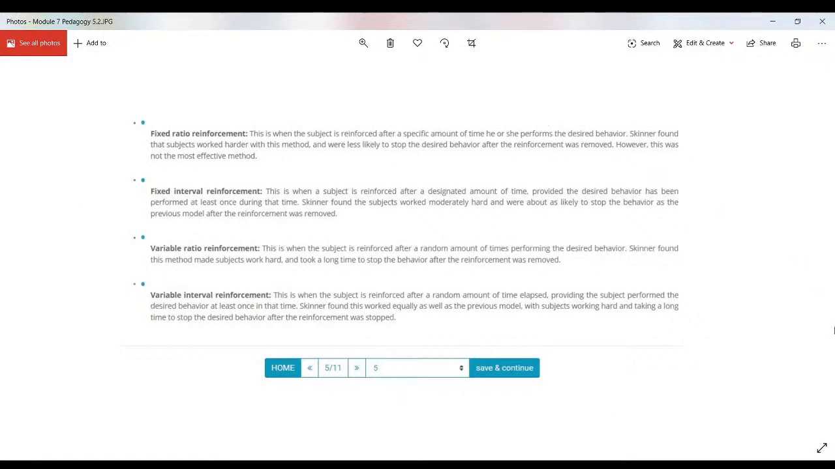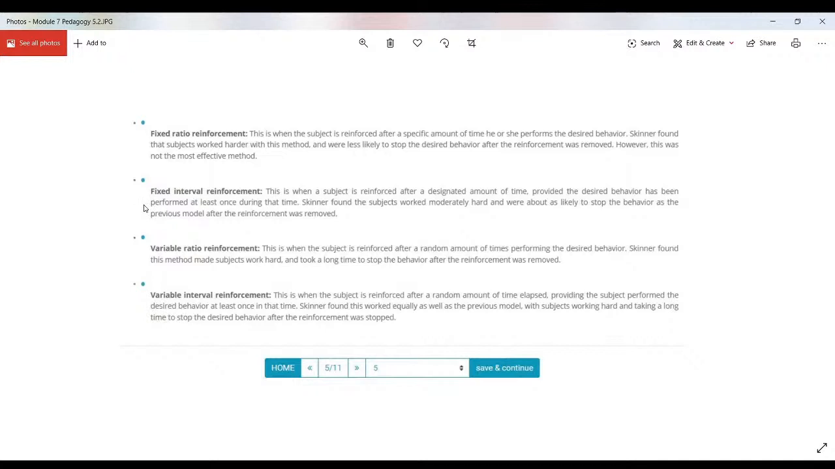Okay, let's scroll down. Next is fixed ratio reinforcement. This is when the subject is reinforced after a specific number of times he or she performs the desired behavior. Skinner found that subjects worked harder with this method and were less likely to stop the desired behavior after the reinforcement was removed. However, this was not the most effective method.